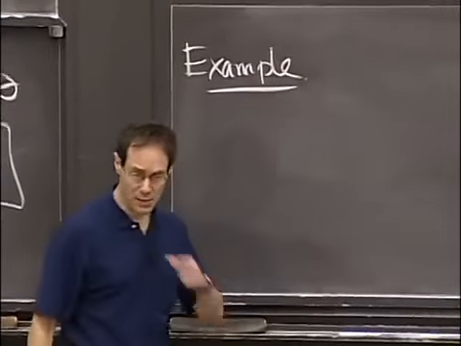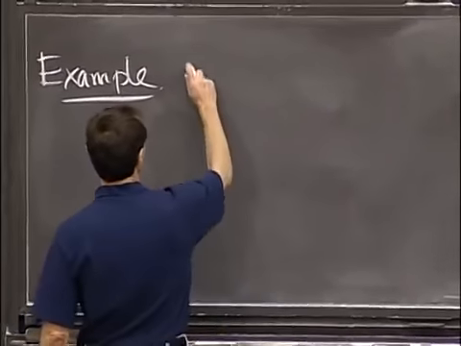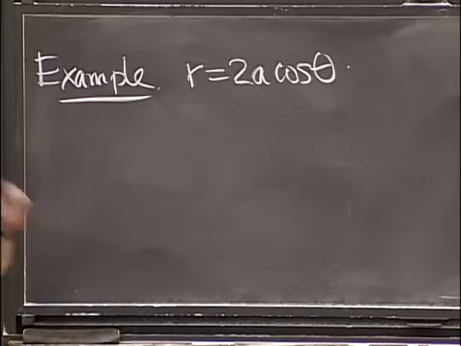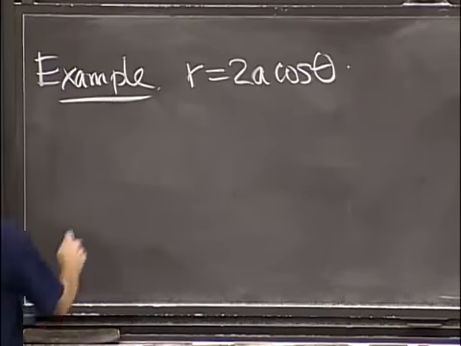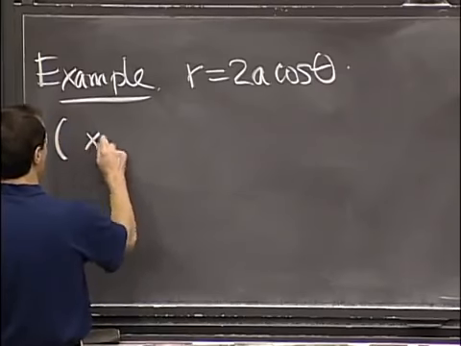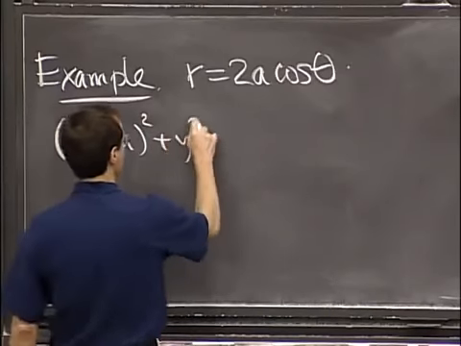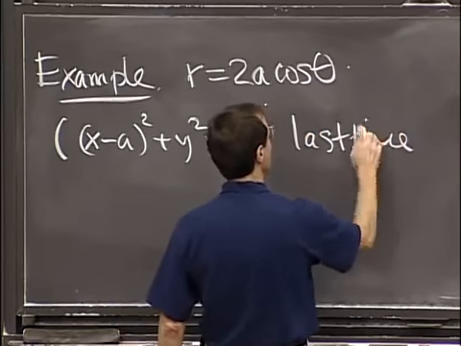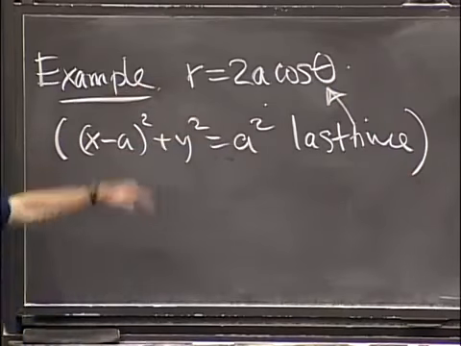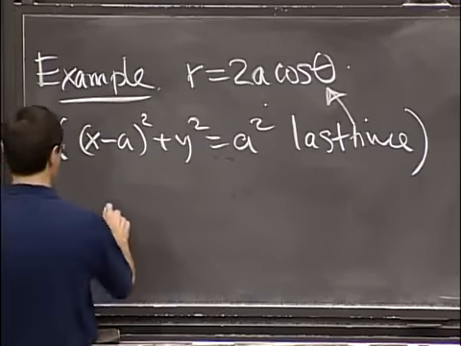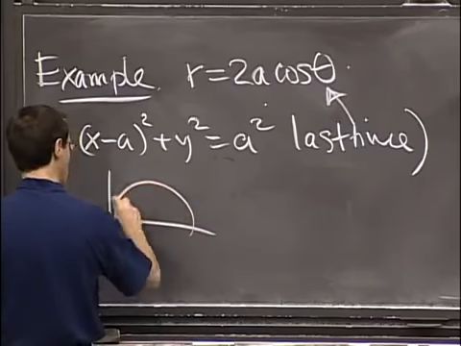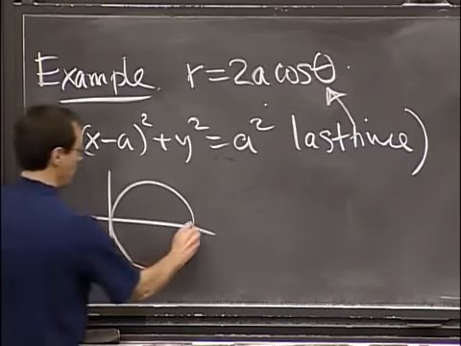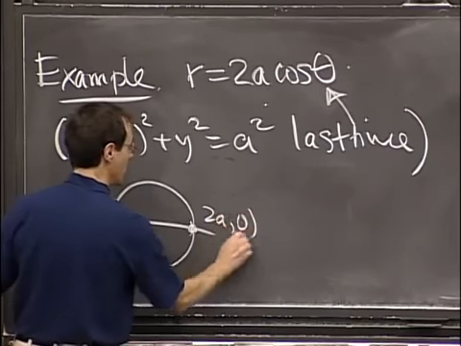The example that I'm going to take is the one that we did near the end of last time, which was this formula here, r is equal to 2a cosine theta. Remember, that was the same as x minus a squared plus y squared equals a squared. So this is what we did last time. We connected this rectangular representation to that polar representation. And the picture is of a circle, where this is the point 2a comma 0.